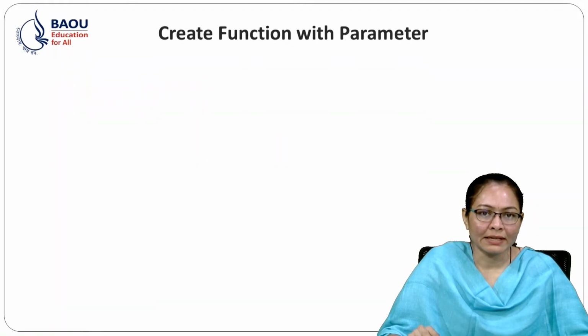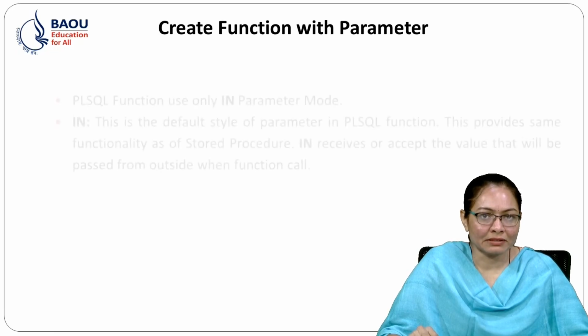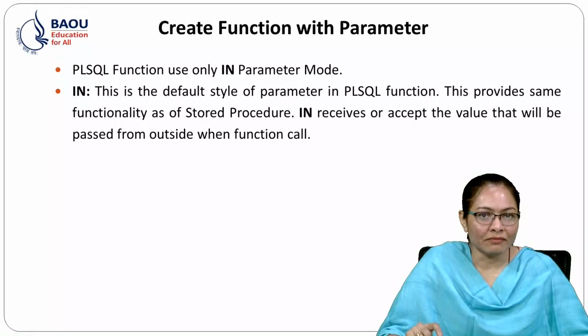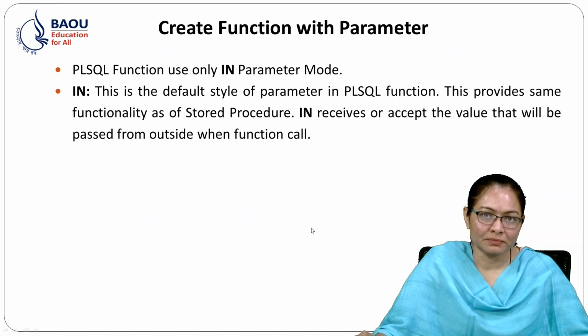Now, create the function with a parameter. There are three ways of passing a parameter to PL/SQL: IN, OUT and IN OUT. Out of these three, the PL/SQL function uses only the IN parameter mode. IN accepts the value. This is the default style of the parameter in a PL/SQL function. This provides the same functionality as the stored procedure, to receive and accept the value that will be passed from the outside when the function is called.